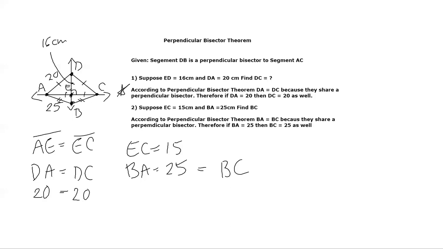Now, how do you know that they share a perpendicular bisector? How do you know that they're going to be equal to each other? Well, if you notice, they have something in common, right? They have that B in common. And we know that BD, that B is part of the perpendicular bisector. That's what I mean by they kind of share one, right? They have something specifically in common, which means that they're going to be 25 as well.